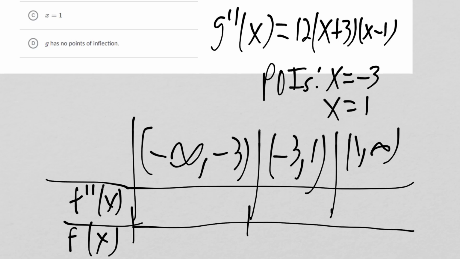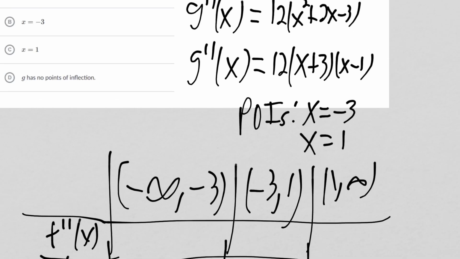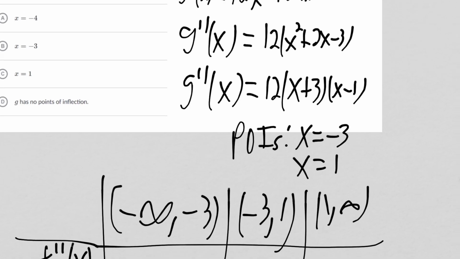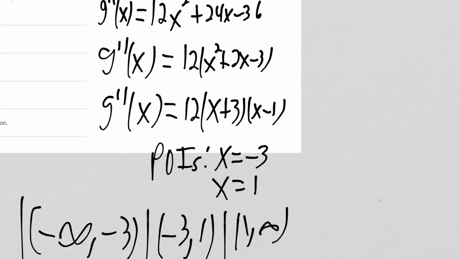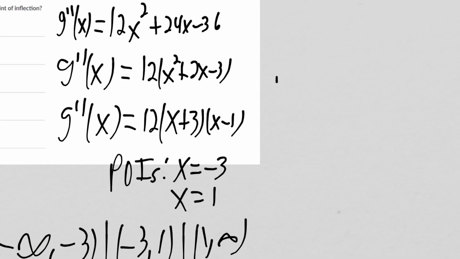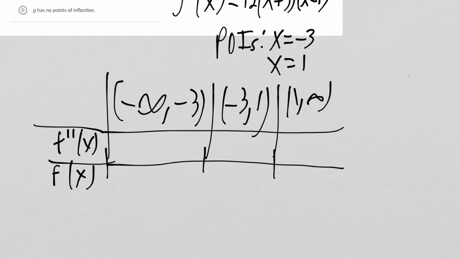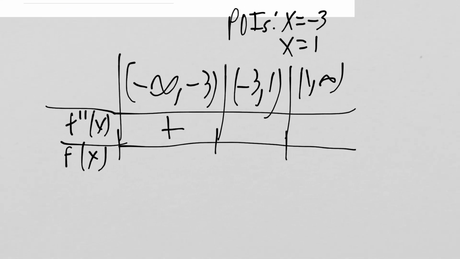Okay, so let's think about g double prime. G double prime is a quadratic function, and its end behavior is going to be up, up, which means it must start positive and it must end positive. So we know that f double prime starts as being positive because it's a quadratic. It must switch negative and then switch back positive.